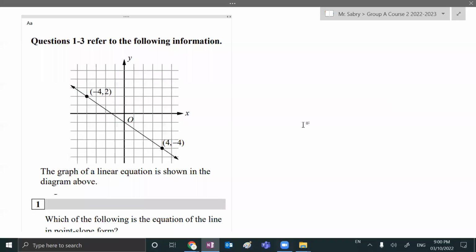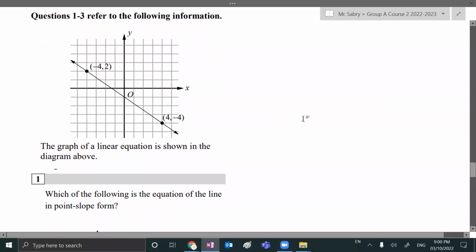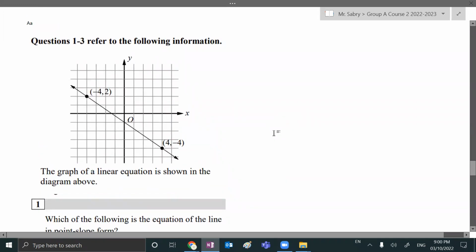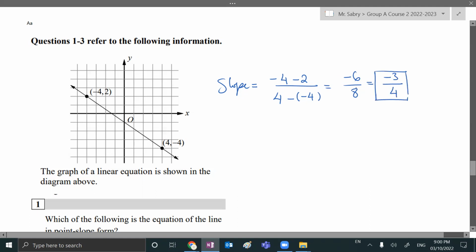Now the first 3 questions are on the same graph. The first question is asking me to find the equation in point slope form. Since it's called point slope and I'm given a graph, I'll calculate the slope: y2 minus y1 over x2 minus x1. So negative 4 minus 2 over 4 minus negative 4. That gives me negative 6 over 8, which simplified is negative 3 over 4. So the slope is negative 3 over 4.